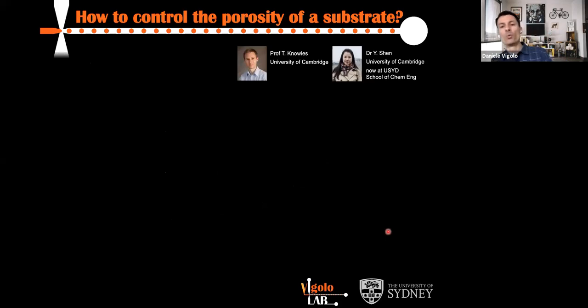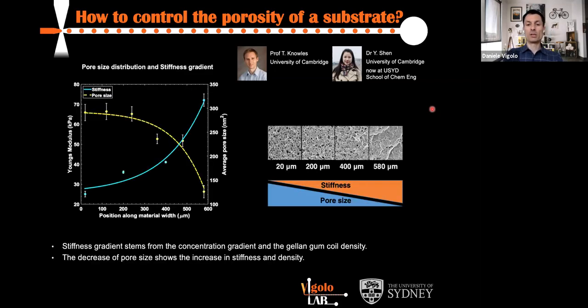Moreover, we had a collaboration with the University of Cambridge, particularly with the group of Professor Knowles and with Dr. Shen, who just moved to Sydney. She's in the School of Chemical and Biomolecular Engineering right now. And we developed this technique where we can study not only the stiffness, but we can link directly stiffness and porosity of the material.